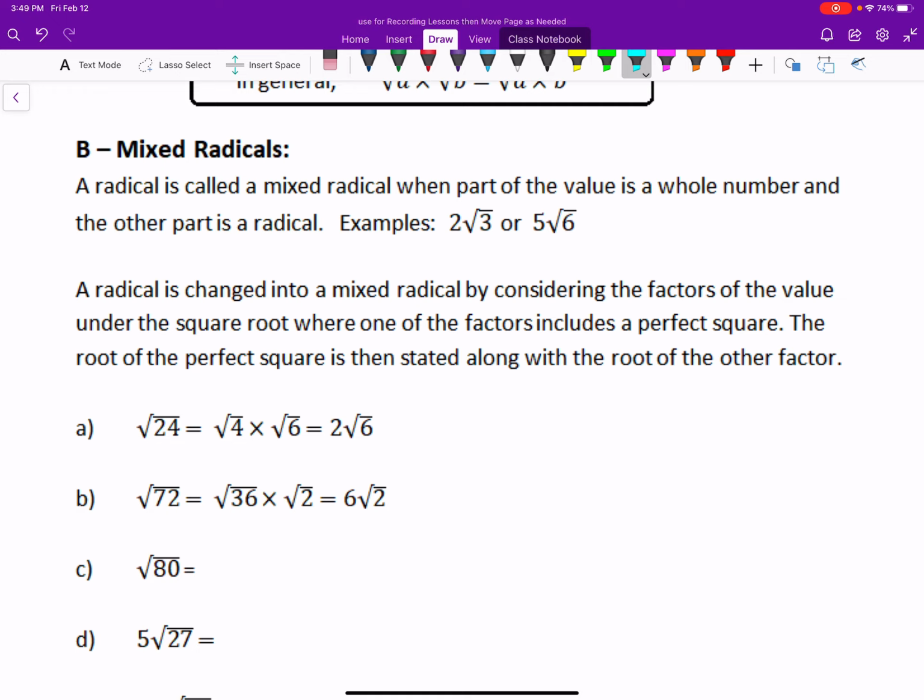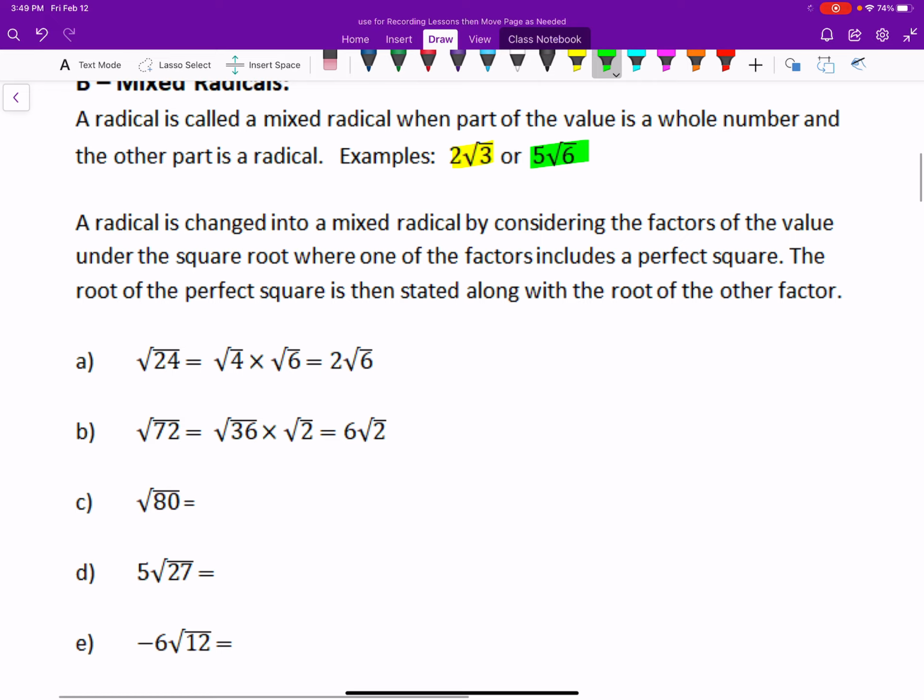So for example, 2 root 3. That's a mixed radical. The whole number is 2, the radical is the root 3. Or 5 root 6. Whole number 5, radical root 6. So a radical is changed into a mixed radical by considering the factors of the value under the square root, where one of the factors includes a perfect square. The root of a perfect square is then stated along with the root of the other factors.